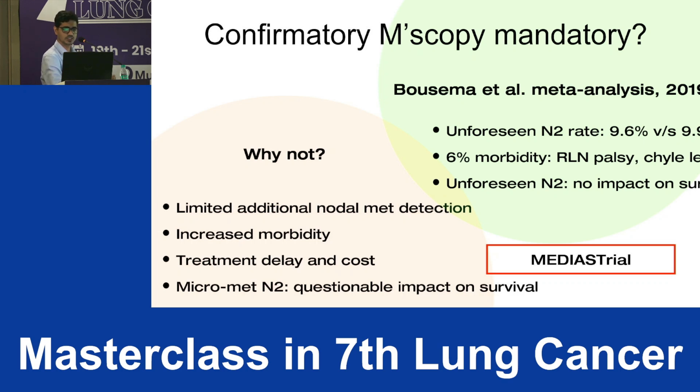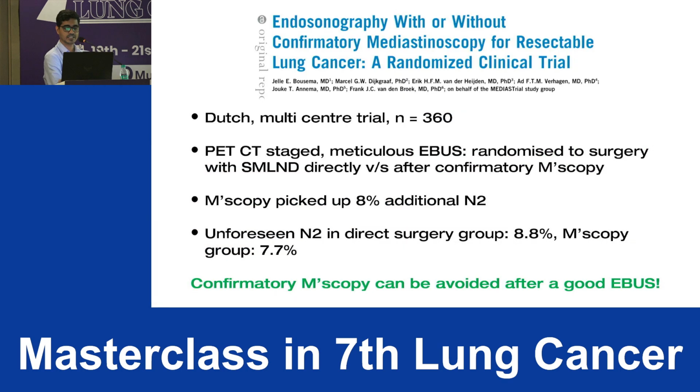So with so much advancement, do we need to confirm our EBUS finding with mediastinoscopy? There was a meta-analysis by Bosimov in 2019 which says that if you add mediastinoscopy, there is only a slight increase in unforeseen N2, but there is no significant survival advantage that you are adding by adding another investigation, that is mediastinoscopy. Another randomized trial was published recently, that is the MEDIASTRIAL trial.